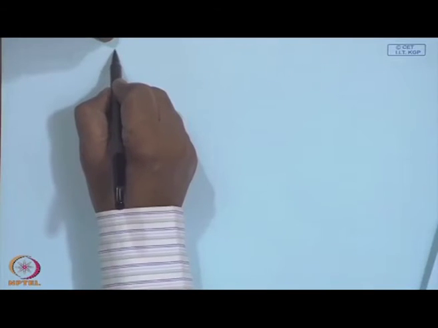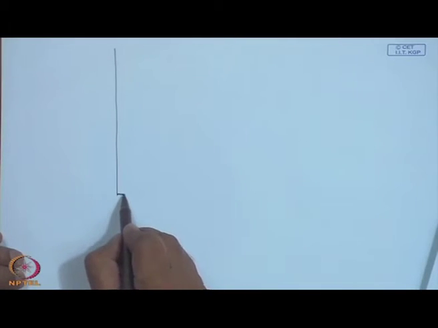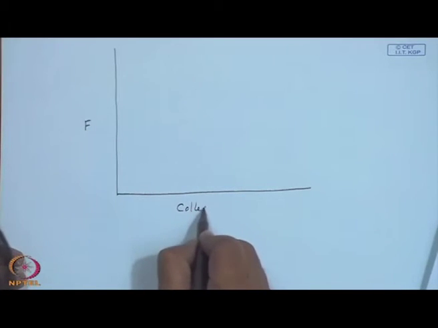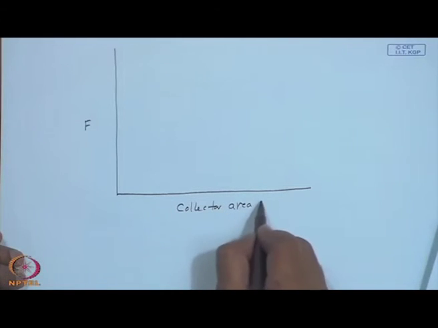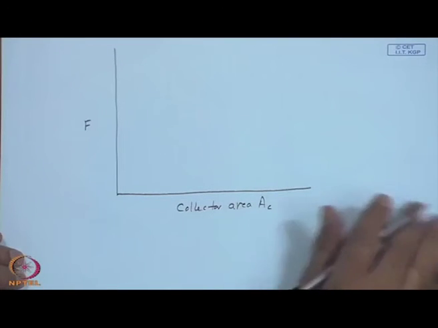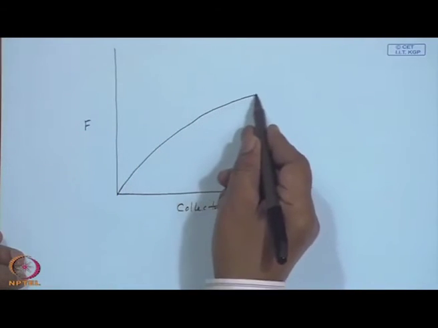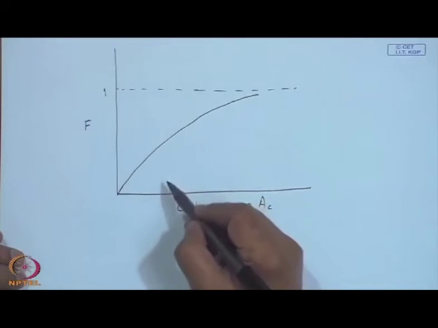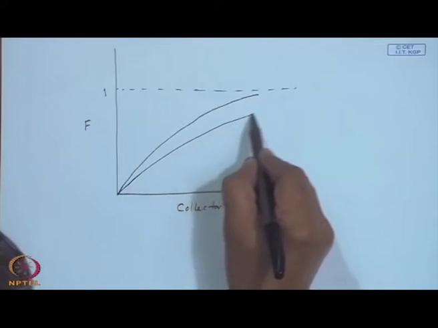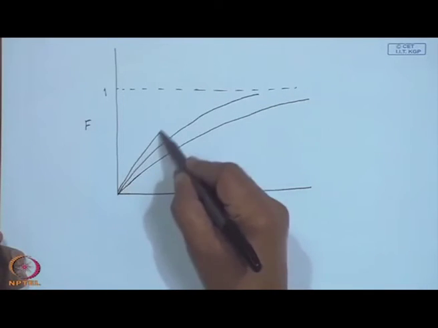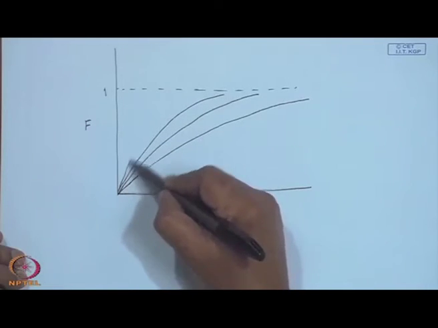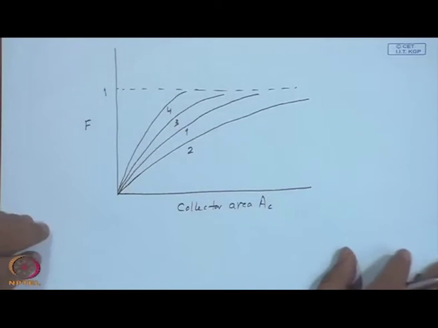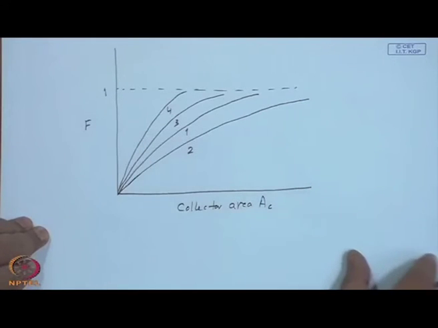So, if I try to plot the solar load fraction F versus, of course, the collector area, all other things will be parameters, which I may have. A curve 1, this will be of course 1, and this may be 2, this may be 3, I will give the numbers, this may be 4. So, 1, 2, 3, 4. This is deliberately not put monotonically.